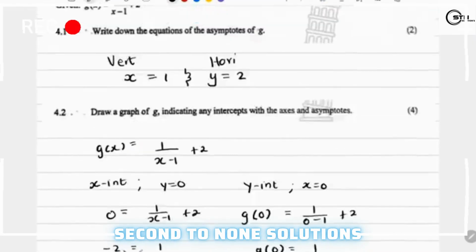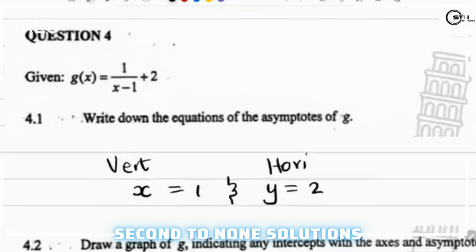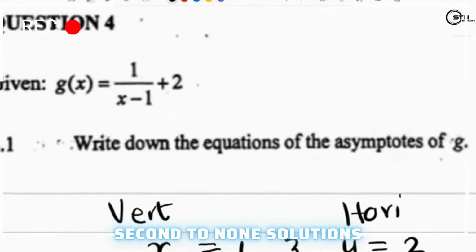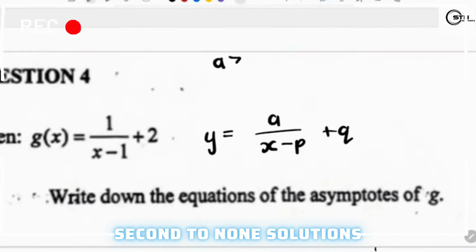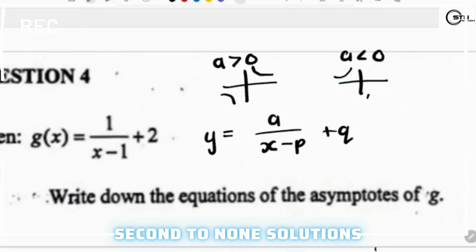Now that we have our intercepts, we have our asymptotes, we need to consider the shape of this graph. So the hyperbola, the general form of it is y is equal to a over x minus p plus q. You see the value of a? If a is positive, then your graph is going to lie in the first and the third quadrant. And if a is negative, then your graph is going to lie in the second and the fourth quadrant. Okay, so that's how it works. So as you can see, our a value is 1, and that's positive. So it's going to lie in the first and the third quadrant.